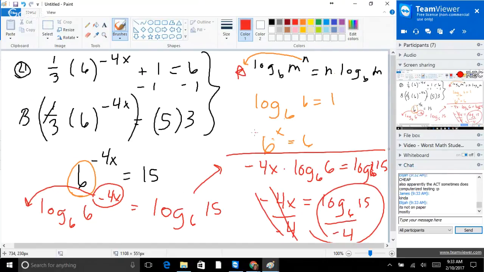All right, should we do another one from this section? Because the next section is easy. We can do one from that super quickly.